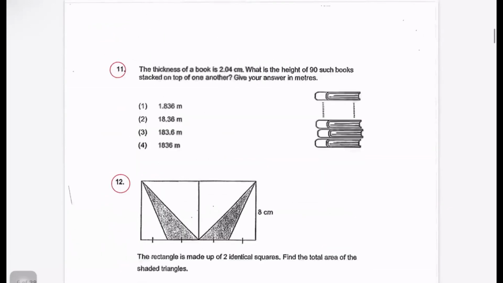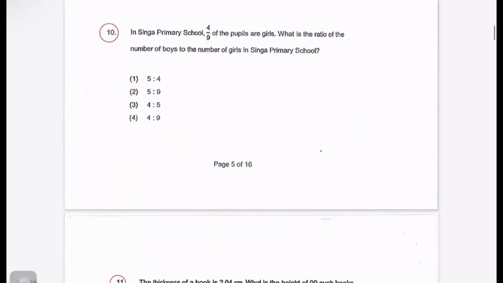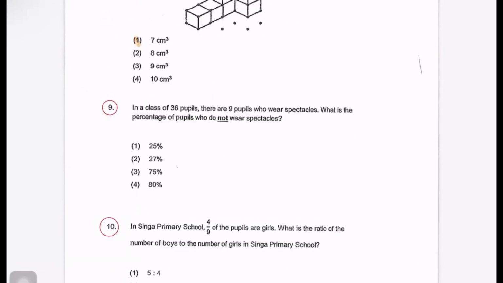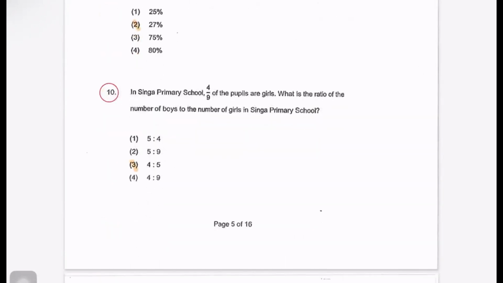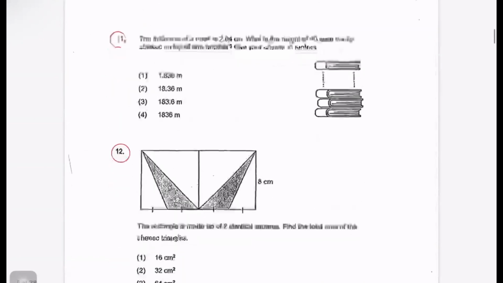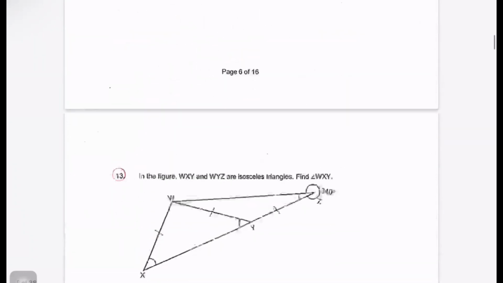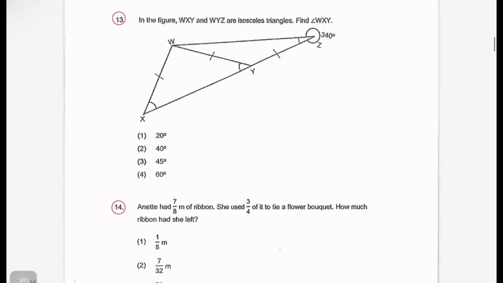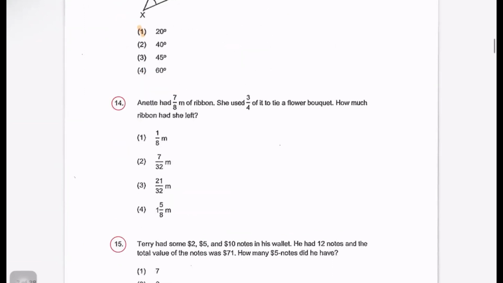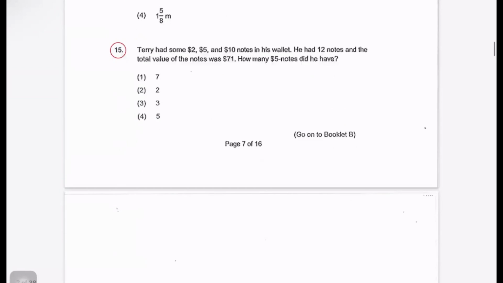Question 10? 3. I think, wait. Question 9 is what again? Question 9 was 2, yeah. Question 10? 3. Question 11? 3, or 1? The 1 is 12. Oh, 1 is 12. Okay. And then question 13? 1. 14? 2. 15? I think I missed out question 15, but the rest I got 2.